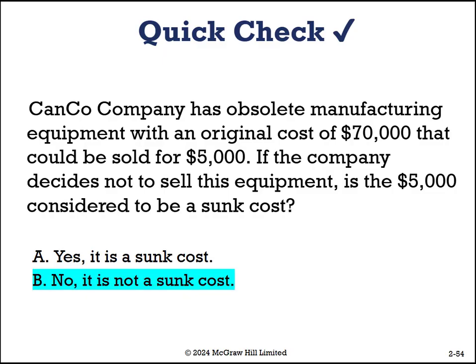So no, this is not a sunk cost because it could be sold in the future for $5,000. So if the company decides not to sell it, that means they're choosing not to, so that's more of an opportunity cost. That's something they're choosing to do, sell or not sell. And it's absolutely relevant. So if you have equipment sticking around, it's obsolete, and you could sell it, and you don't, that's a relevant cost. It's an opportunity cost if you don't sell it, and it's $5,000. It is absolutely not a sunk cost.